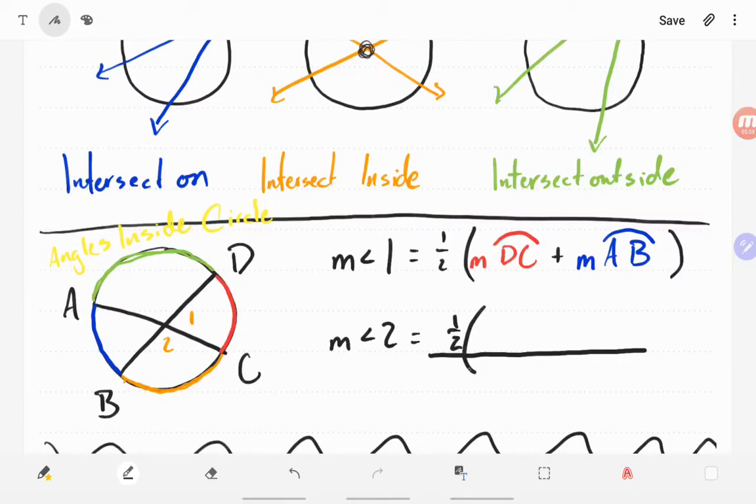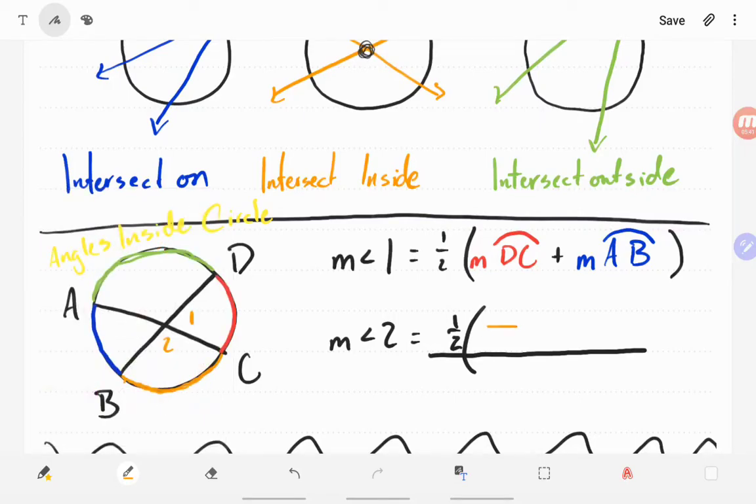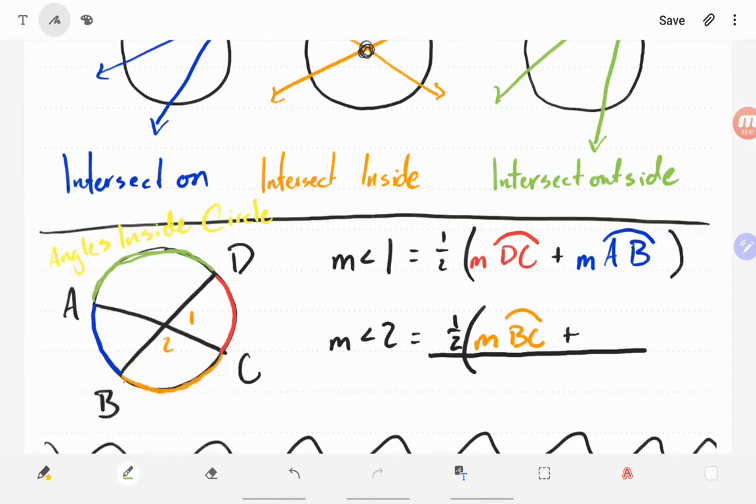So we've got measure of angle 2 is going to be equal to 1/2 of, and let's use our colors here, be consistent, the measure of arc BC plus the measure of arc AD. Right? BC and AD here, those are the intercepted arcs in relation to angle 2.